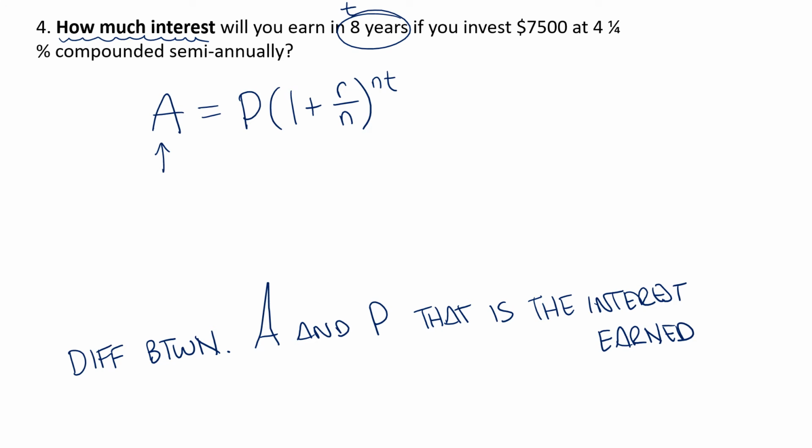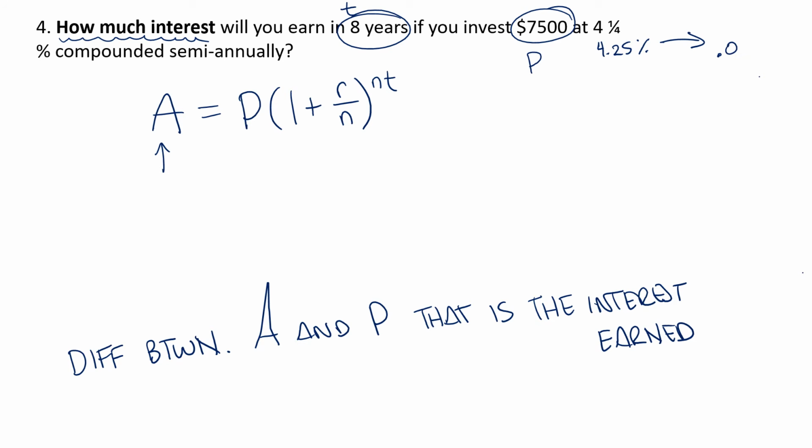8 is your T. $7,500, that's the amount that I'm investing, so that is my P. 4 1/4%, let's see, what's that going to be? That's your R. This is 4.25%. You have to make that a decimal.